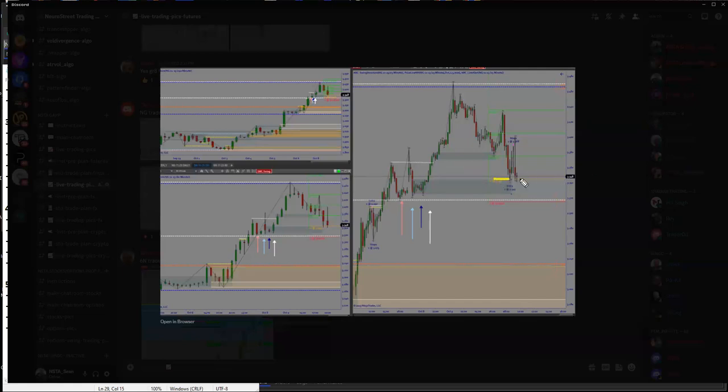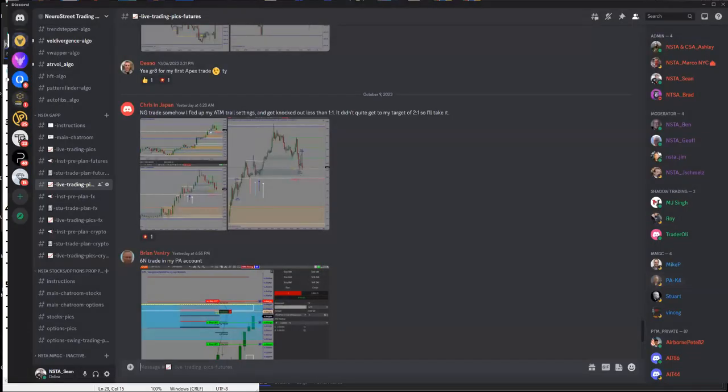The entry was here on this order block. I haven't taken an exit anything here since September 26th on nat gas. So depending on the date, here's a great example.